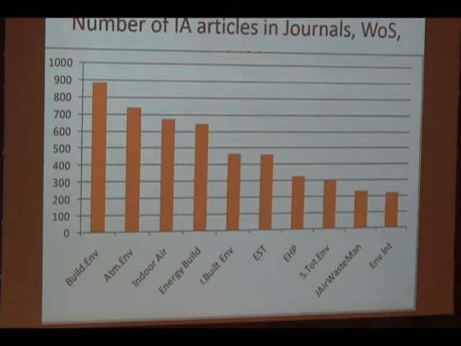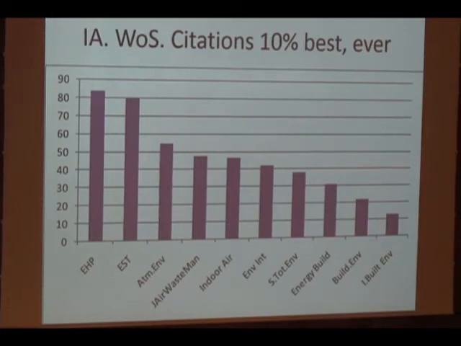So where are articles published? Most are published in building and environment, atmospheric environment, indoor air, energy and buildings, indoor and built environment, EST, EHP, etc. And most cited are articles in EHP, EST, atmospheric environment, general air and waste management, and indoor air. Least cited in indoor plus built environment.